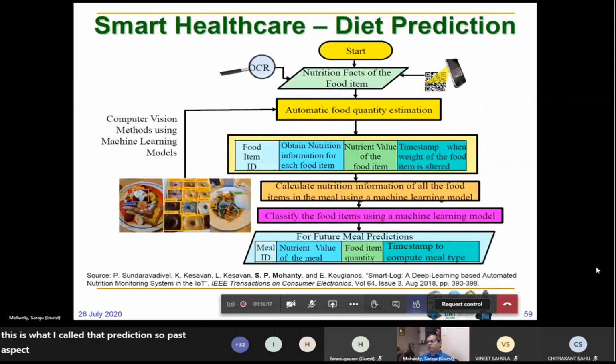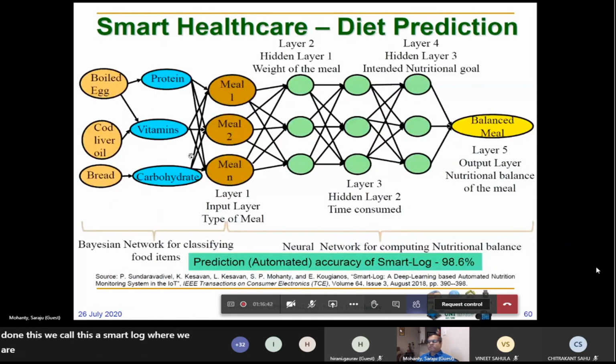So the first aspect is diet intake, that means what we ate, what those foods are, and how many calories. The next thing is diet prediction. We consumed this much food, this is your calorie intake, so what should your next diet be so that your health is good? This is a more difficult work. One student did this, we call it smart log, where we model what somebody ate, and then based on the health condition and so on, what the next diet should be, so that the meal is balanced and the calorie intake is at a level where the user will not have obesity and other types of health issues. We have modeled and prototyped this, and it is doing very well in terms of accuracy, 98.6% accuracy here.